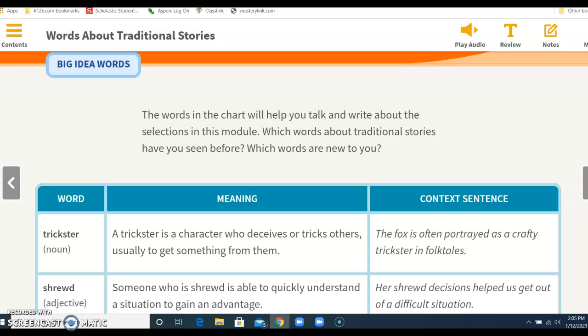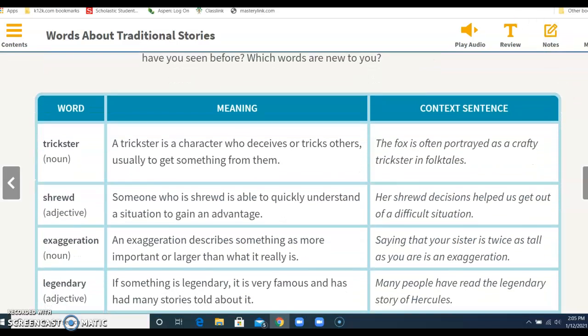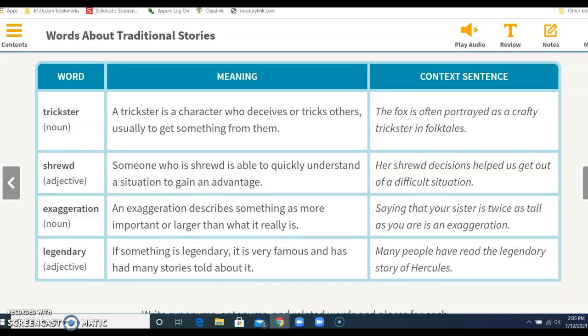You did this page, one of your first things that you did was look at the big idea words. The words on the chart are words that you use throughout the stories, and they helped you understand. These are traditional story words. So you had the word trickster, you had the word shrewd, you had the word exaggeration, and legendary.